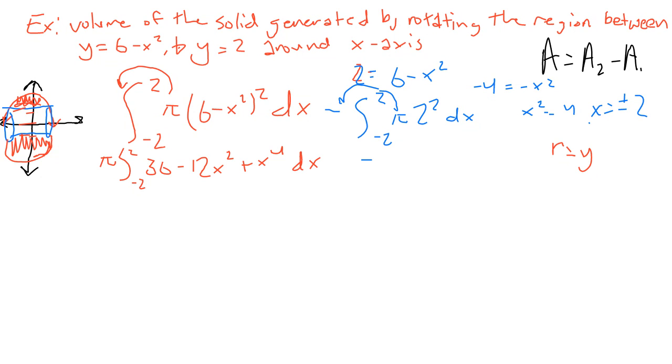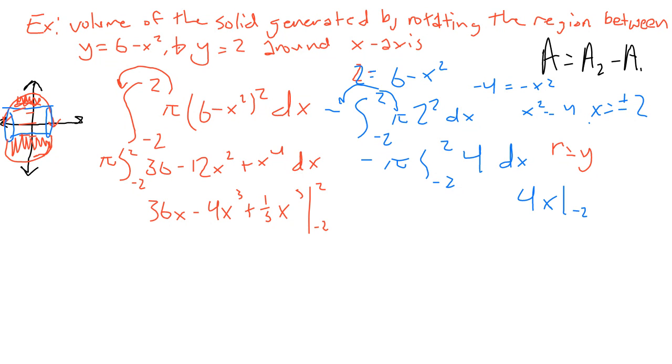And then, of course, over here, we're going to get minus pi times the integral of negative 2 to 2 of 4 dx. So right here, if we integrate, we're going to get 36x minus 4x cubed plus 1/5 x to the 5th, going from negative 2 to 2. And then over here, we're just going to get 4x from negative 2 to 2.